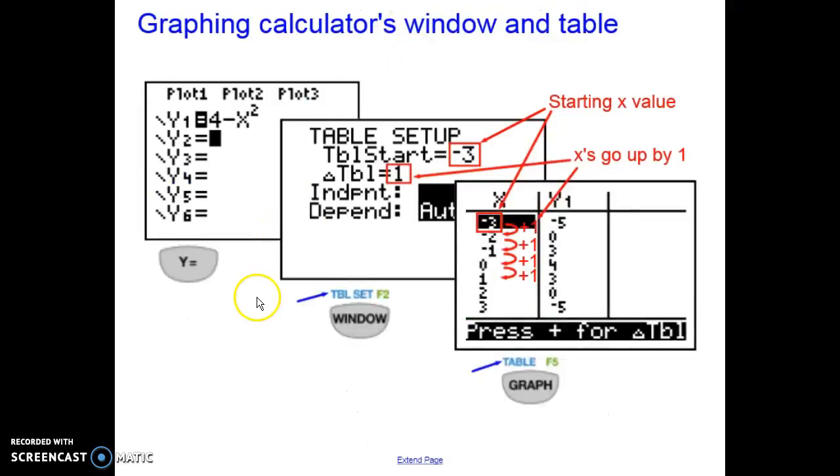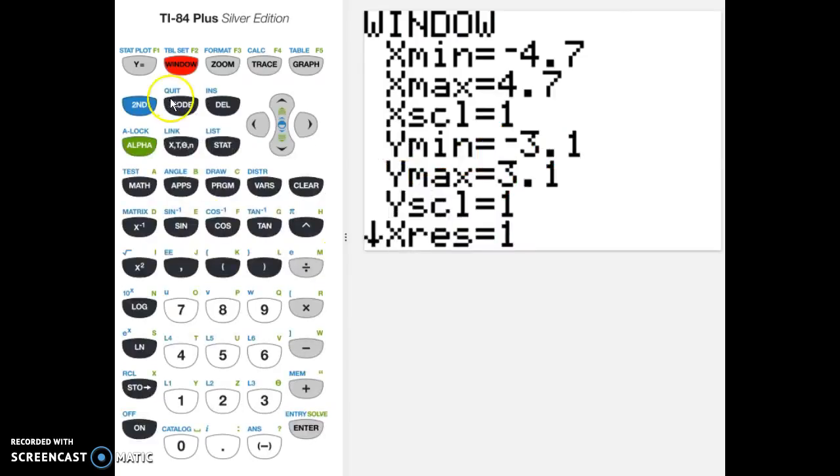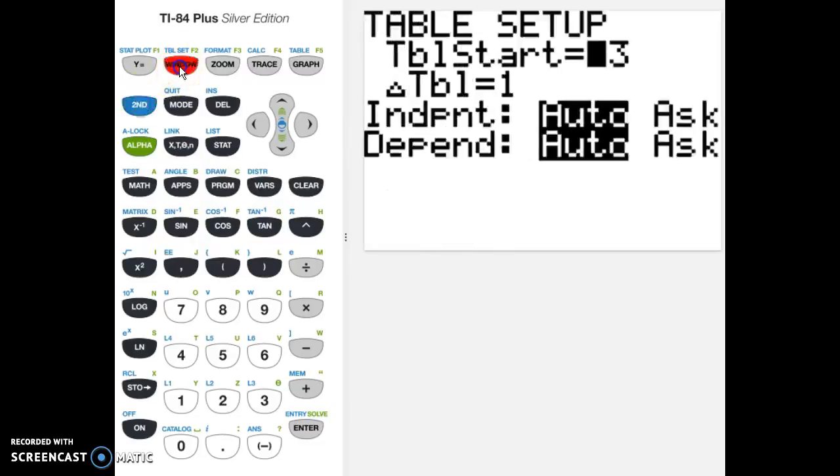Now let's look at our table setting. So I've got the equation typed in here. Go to your table setting, which is going to be above window. So if you press second window, you'll get to your table setting. This number right here, as it's labeled, is your starting value for your table. That's whatever you want your table to start at.